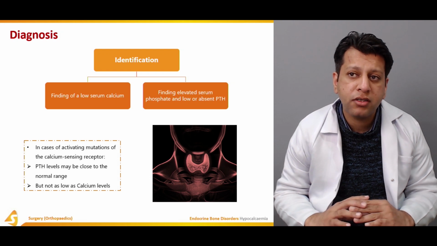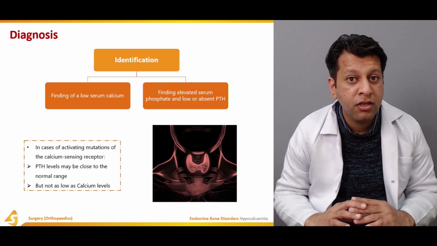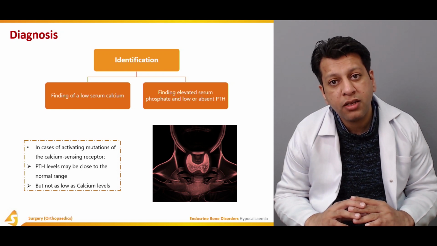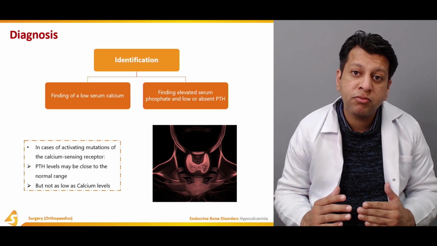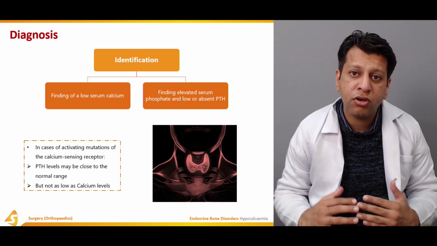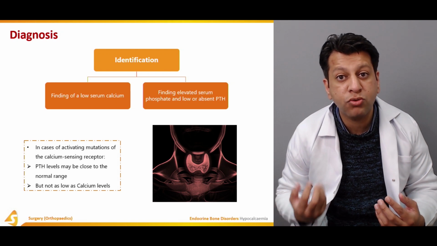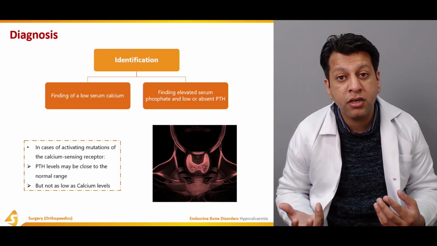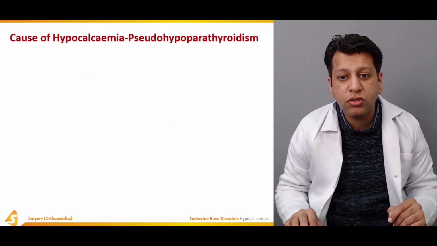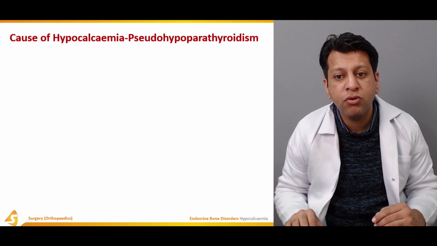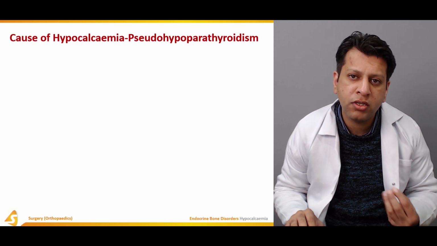Now, an important point is, if PTH is released by normally functioning parathyroid glands, but the receptor on which that PTH has to act is defective, that means despite PTH being normal or high, it is not able to function the way it should, and eventually it would create a situation called pseudohypoparathyroidism, leading to low calcium levels. Now, causes of hypocalcemia leading to pseudohypoparathyroidism. As you know, the word pseudo means it's false.